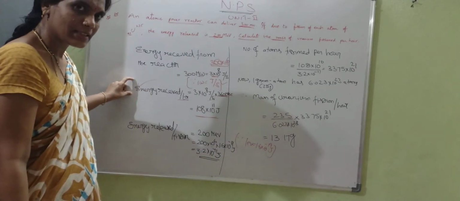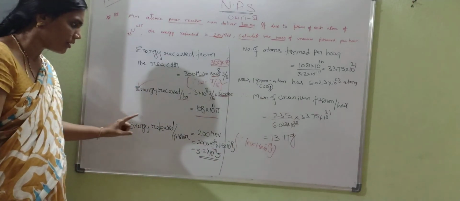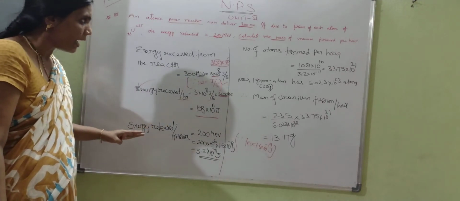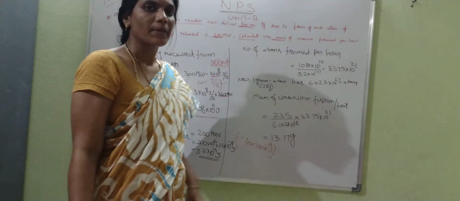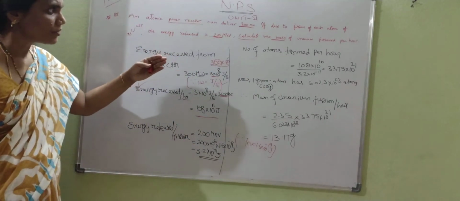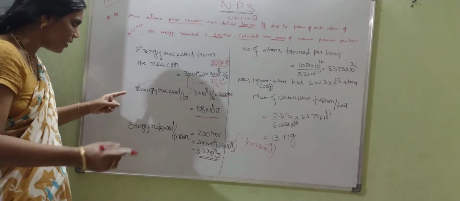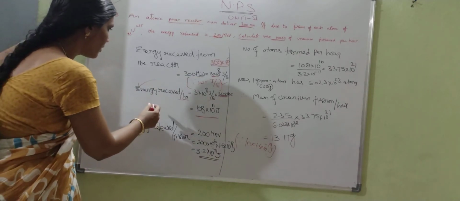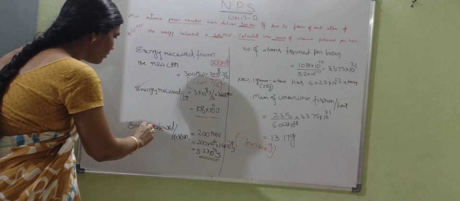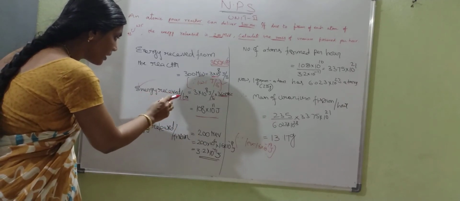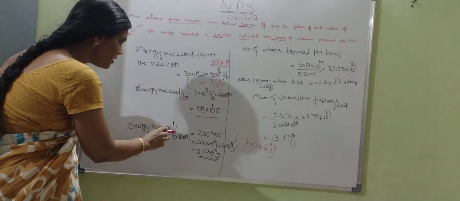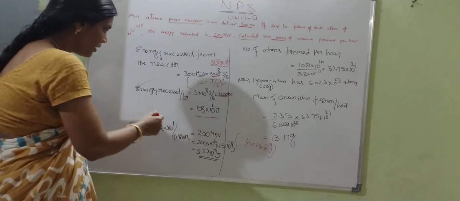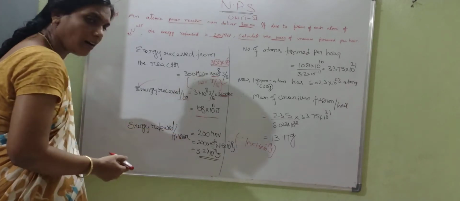Now we have the energy received and the energy released for fission. But now we have to calculate the number of atoms fission per hour. How can you get the number of atoms fission per hour? We divide the energy received per hour by the energy released per fission. The energy units get cancelled, and the fission per hour will be the answer.